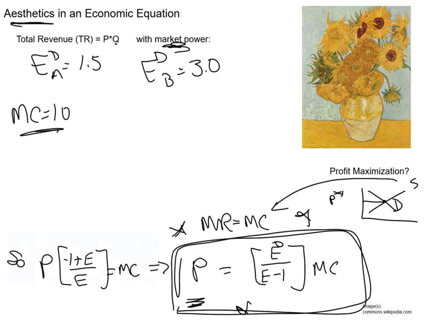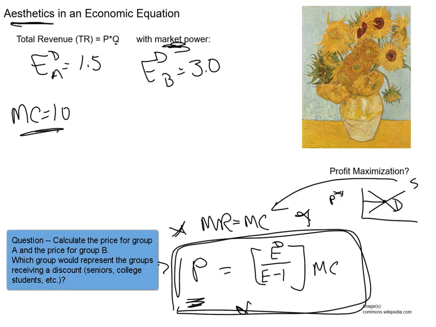So I want you to pause and calculate these two things. Calculate the price for group A using this equation, and then calculate the price for group B using this equation, and which of those prices are higher. And then the follow-up question would be, which of these groups represents me, a middle-aged person with no discounts whatsoever, and which of those groups might represent you as a college student or your grandmother?